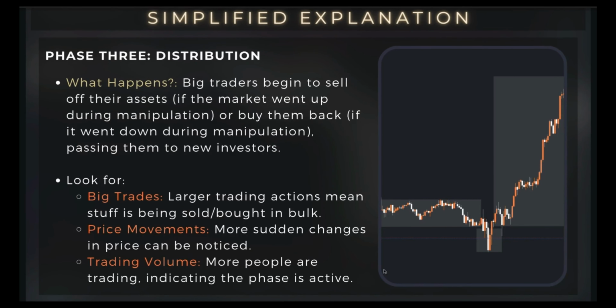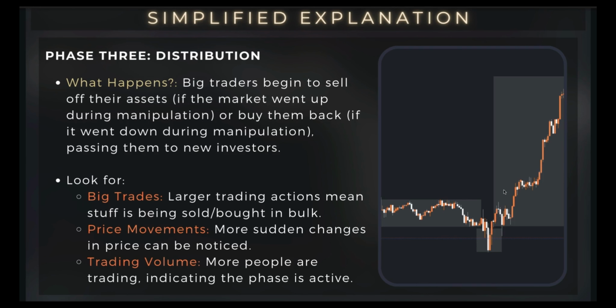Simplified explanation. So, phase 3, distribution. What happens? Big traders begin to sell off their assets if the market went up during manipulation, or buy them back if it went down during the manipulation phase, passing them to new investors. Look for big trades. Larger trading actions mean stuff is being sold or bought in bulk. Price movements. More sudden changes in price can be noticed. Next, trading volume. More people are trading, indicating the phase is active.